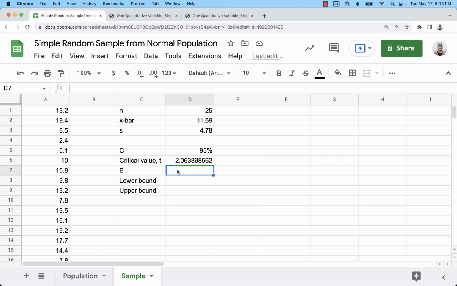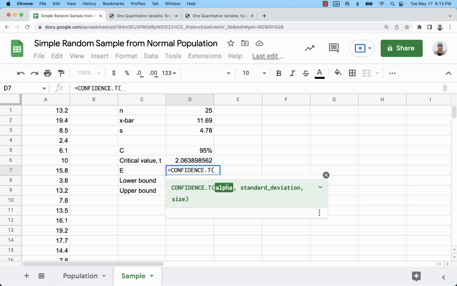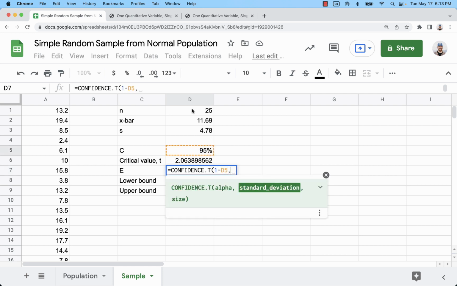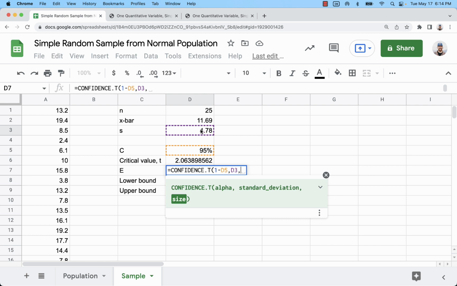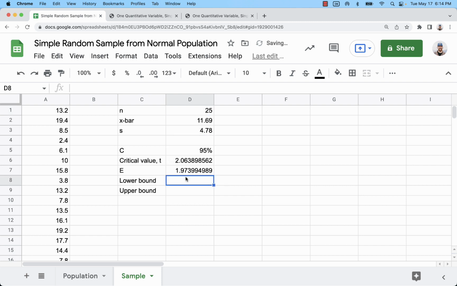To get E, there's two ways I could do it, and so I'm going to put these side by side. The first way to do it is confidence.t. Alpha is 1 minus the confidence level. Standard deviation is S. You could also use the standard deviation command in there, but since I've already got it there, I'm just going to reference it. And then the size is 25. So those are the inputs for the E function. Get a margin of error of 1.97 for this sample.